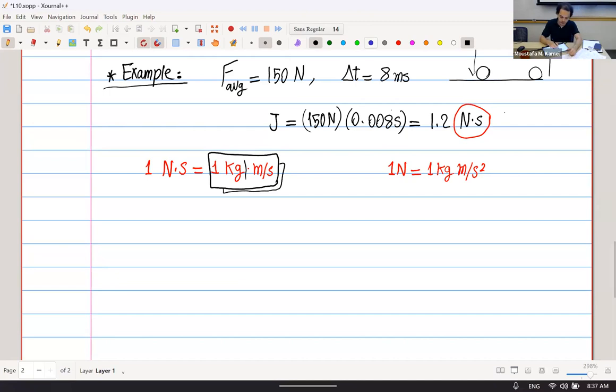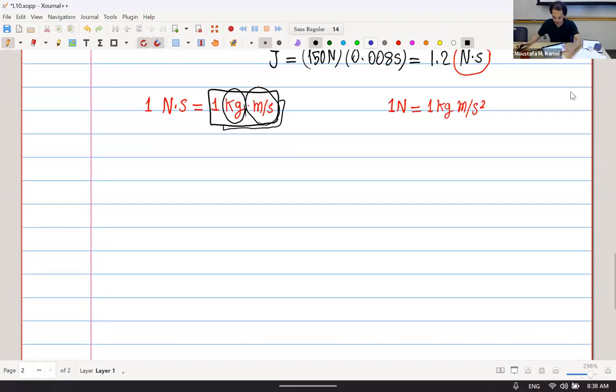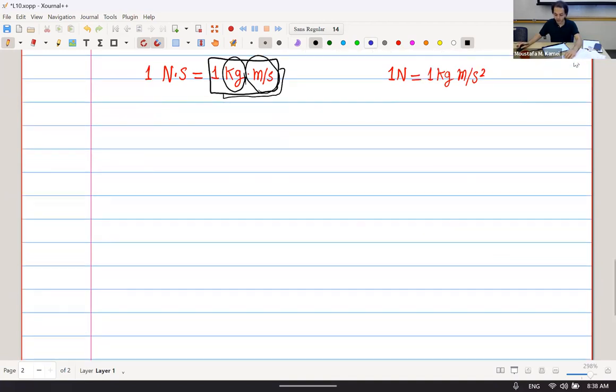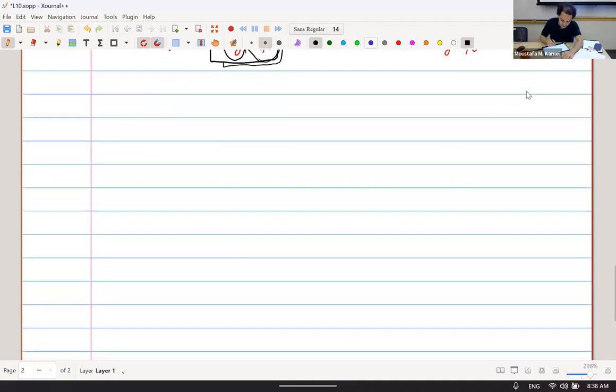If you look at this, this is unit of mass, and this is unit of speed. So it's connected to momentum. So we usually use kilogram meter per second and not Newton second, okay? This is the impulse. This is just the definition of impulse. Now we go to discuss momentum.